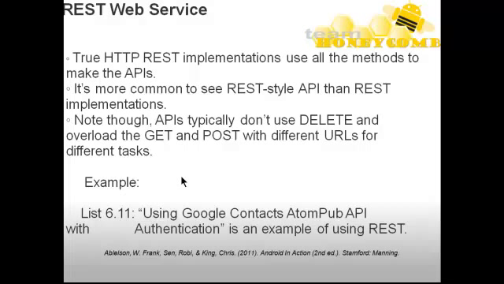And then, for an example of a REST web service, there's a listing in Android in Action, and that listing is 6.11. This listing is called Using Google Contacts Atom Pub API with authentication, and it's basically an example of using REST. This example focuses on the network aspects of authentication with GData to obtain a client login token, and using that token with a subsequent REST-style request to obtain contact data by including an email address as a resource. Okay, let's go into that listing and see how it uses REST.